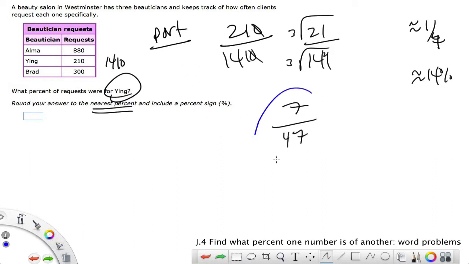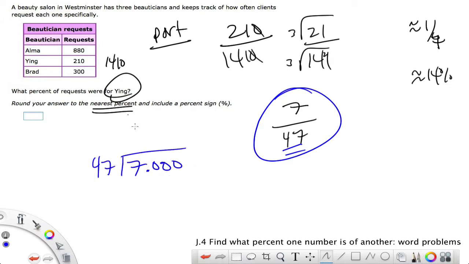Alright, so this one's not so easy because we've got a prime number. So we've got to do some long division, well, some short division on this one. But it's not going to be very easy. So we've got 7.000, and we have to go at least 3 places if we're going to round to the nearest percent. So 47 goes in 1 time to 70 with 23 left over. Now 47 is just below 50.